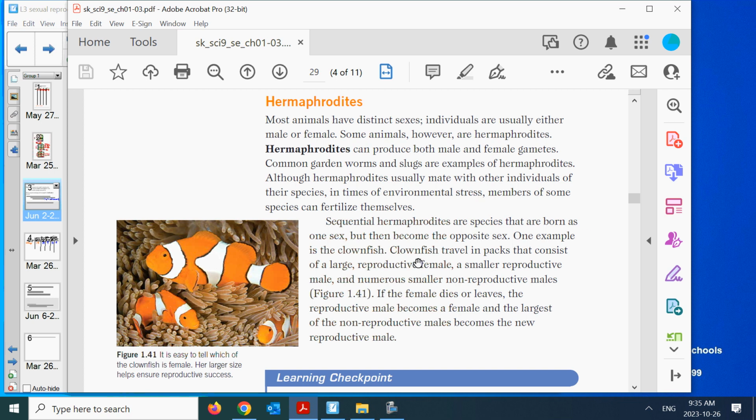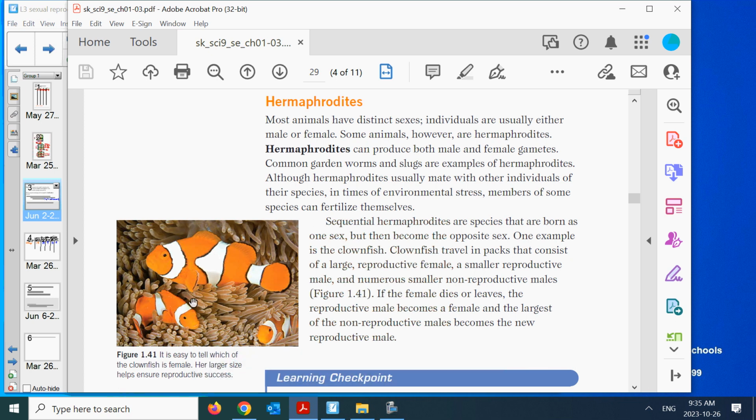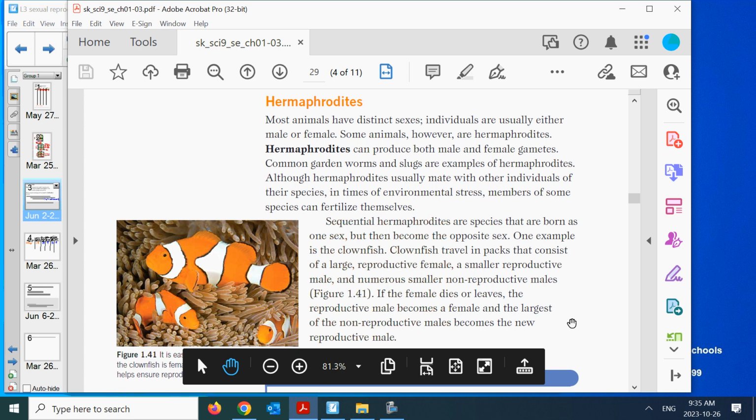Sequential hermaphrodites are species that are born as one sex but then become the opposite sex. One example is the clownfish. This is why I'm bringing this up. Clownfish are popularized in one movie, Finding Nemo, yeah. Clownfish travel in packs that consist of large reproductive females, smaller reproductive males, and numerous smaller non-reproductive males. If the female dies or leaves, the reproductive male becomes a female, and the largest of the non-reproductive males becomes a new reproductive male. So they just sort of carry it on.